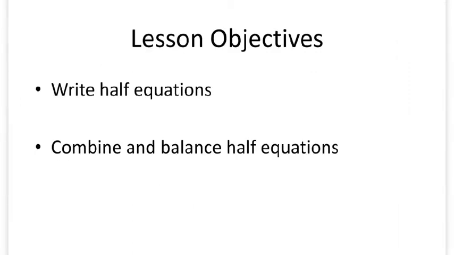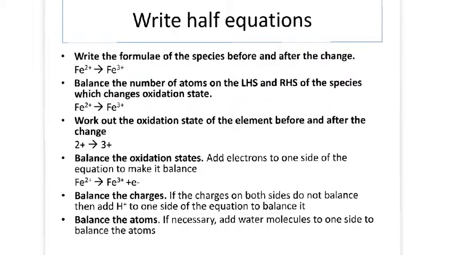The lesson objectives for this lesson are, first of all, to write half equations, and then to be able to combine and balance half equations. So for the first lesson objective, which is to write half equations, we need to go through a series of instructions. The first one is to write the formula of the species before and after the change. At this point we're going to use a very simple example.